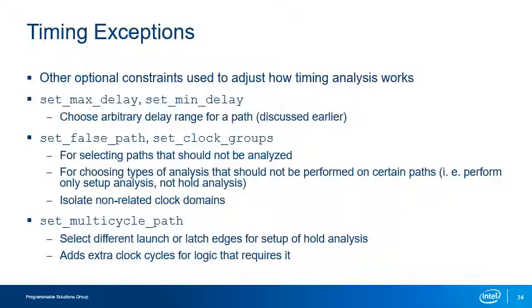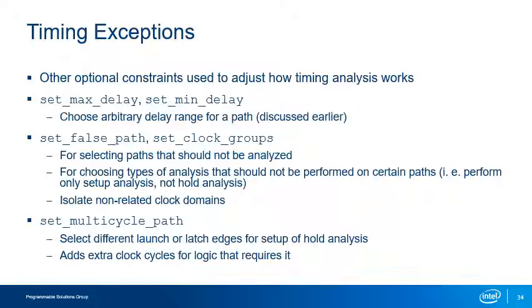Next, the set_false_path and set_clock_groups commands tell the timing analyzer to intentionally not perform a timing analysis on certain paths in the design, including those that go between asynchronous clock domains. These commands are also very useful for isolating test or debug logic in a design, as well as for isolating multiple clocks that are never active at the same time, such as those on the output of a clock mux. set_false_path can also be used to prevent certain types of analysis from being performed on a targeted path.